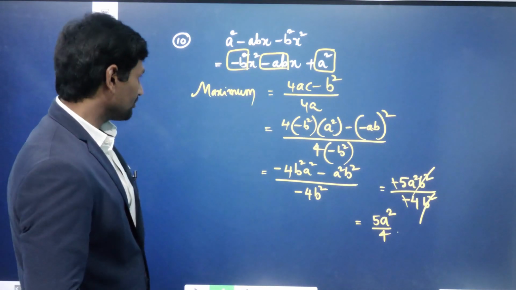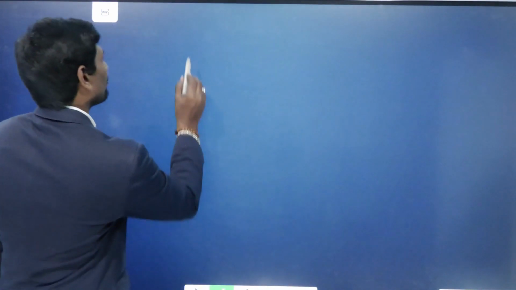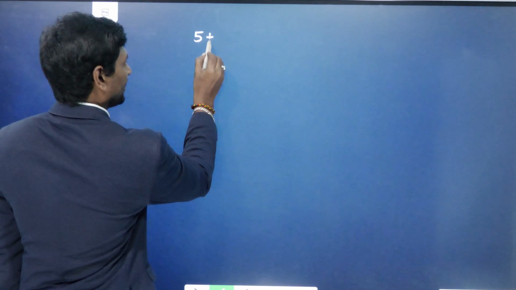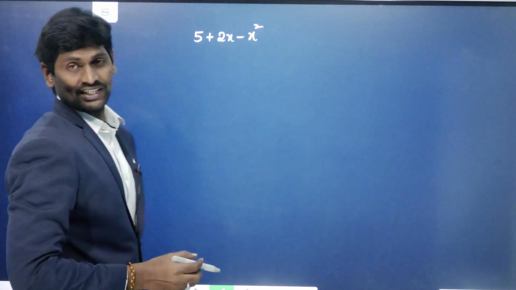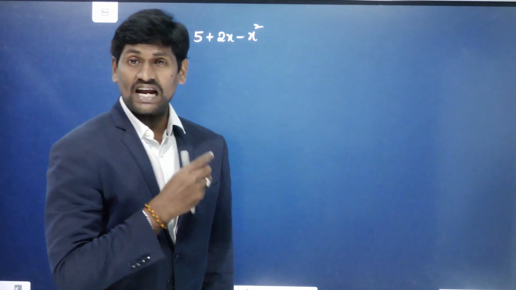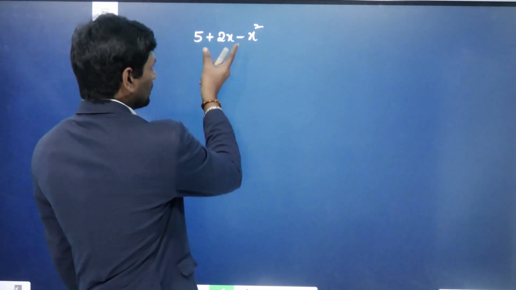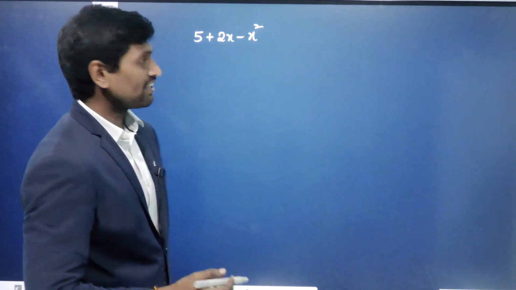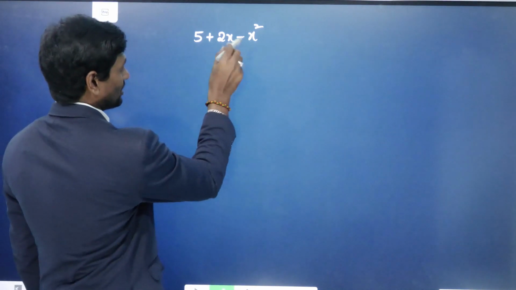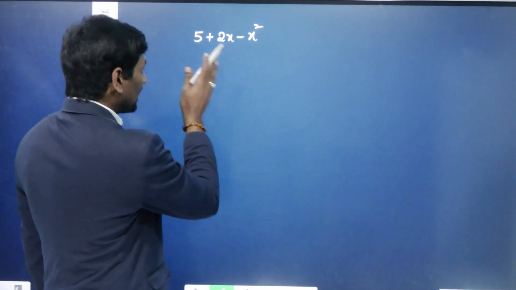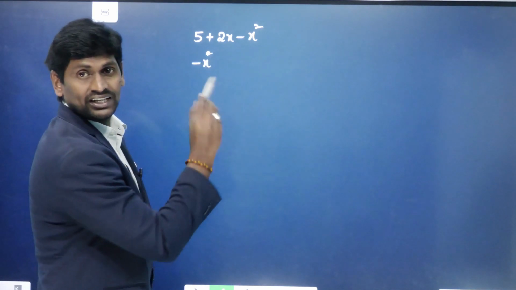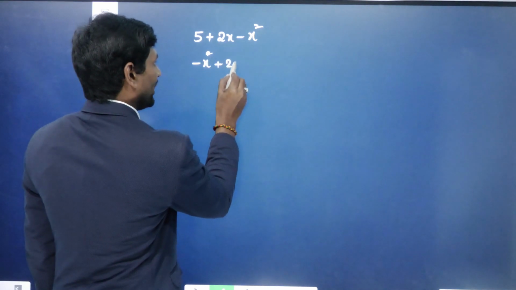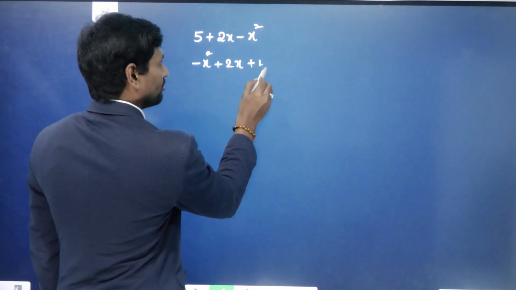Yeah, please check it. Next, 11th question. But the way of asking the question is somewhat different. The given quadratic expression is 5 plus 2x minus x square, and it is never greater than, this expression is never greater than. Let me write the standard form first: x square term minus x square, then x term plus 2x, and the constant term is 5.